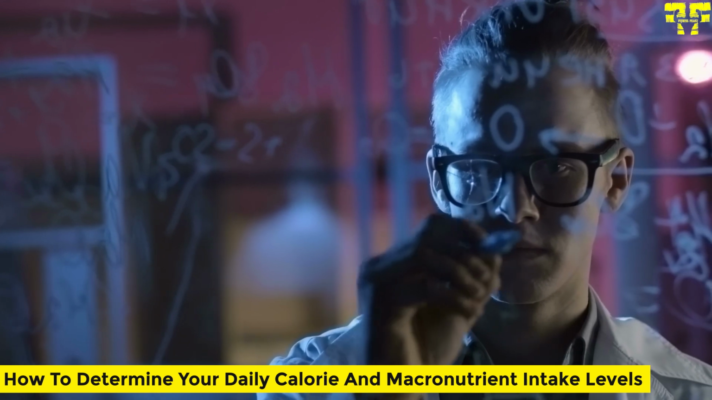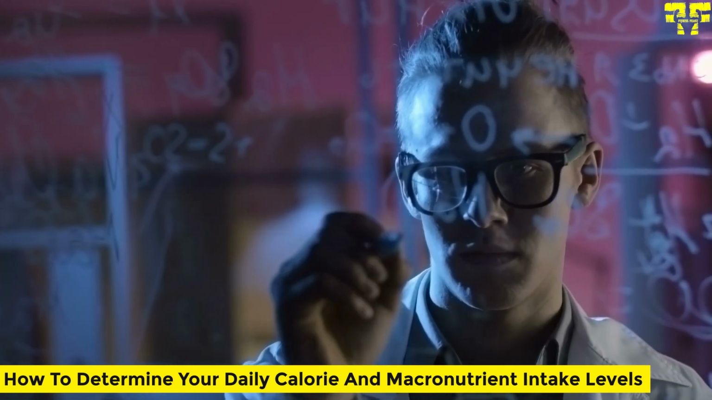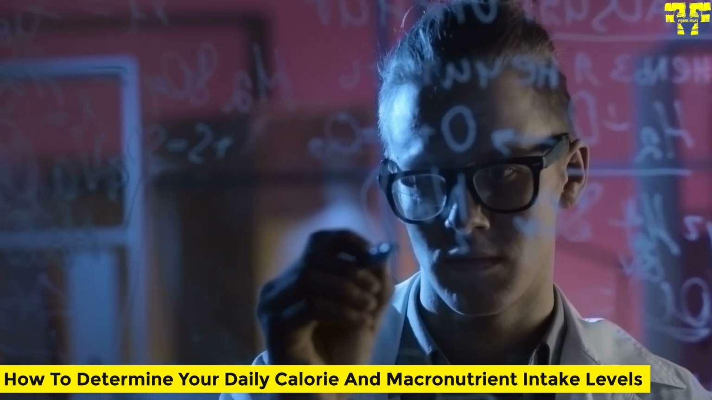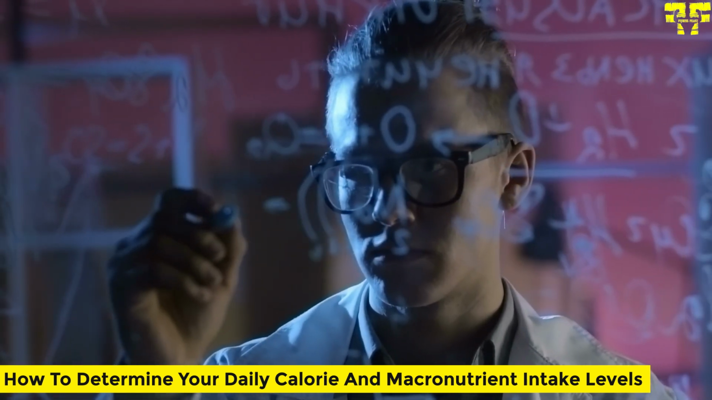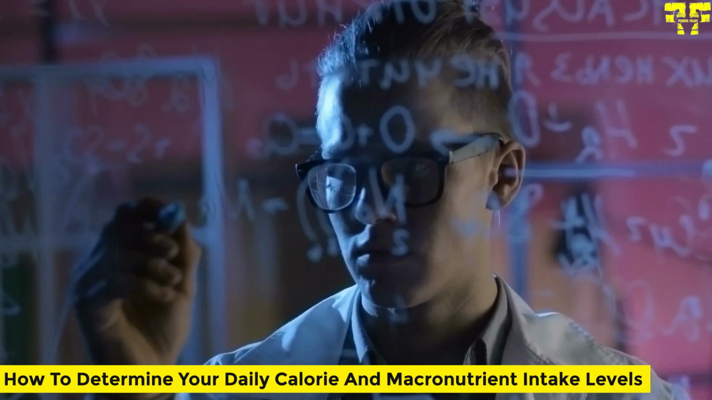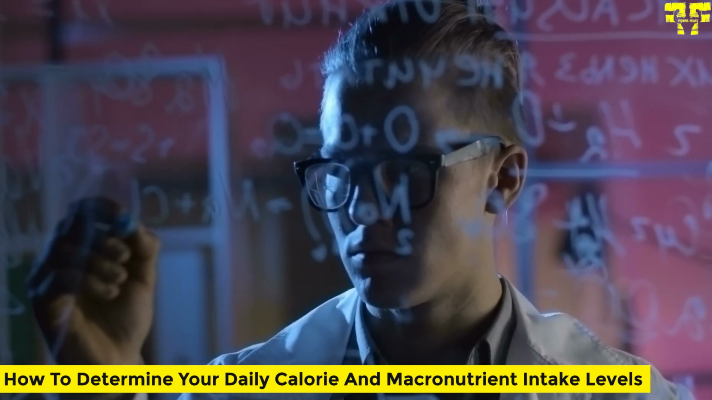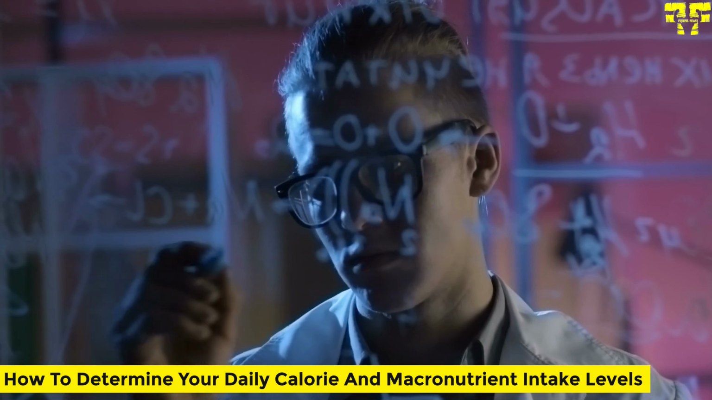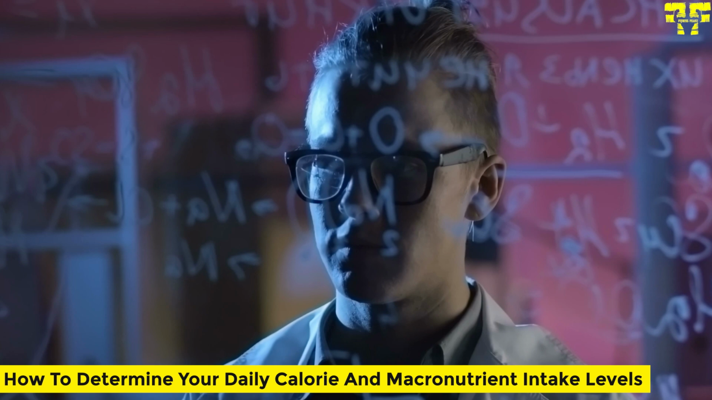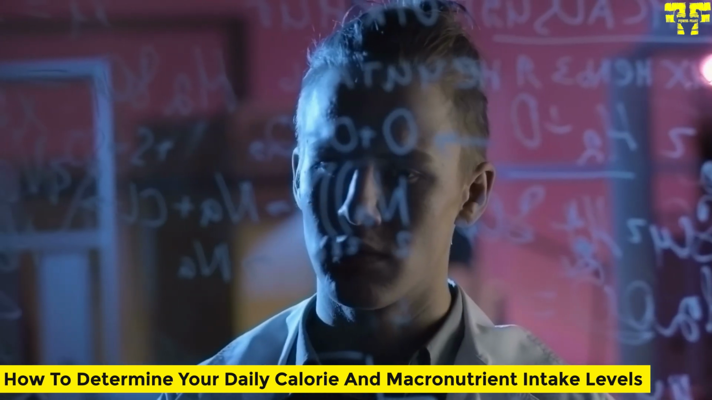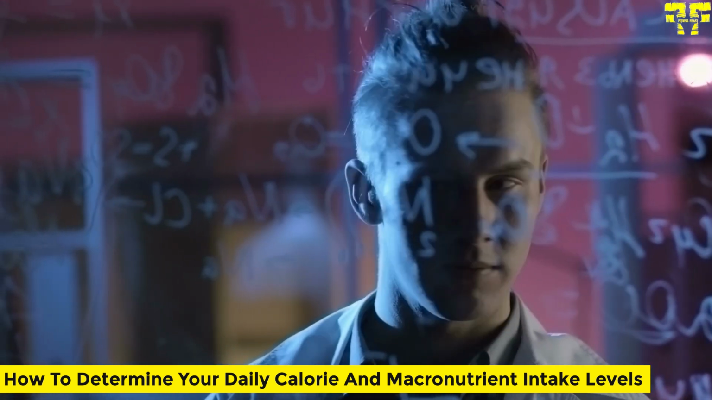In addition to the Katch-McArdle and Cunningham formulas, there are two other popular methods for estimating your BMR, the Mifflin-St Jeor BMR equation and the original Harris-Benedict BMR equation. Now that you've estimated your BMR, it's time to calculate your total daily energy expenditure, or TDEE. To do this, you'll multiply your BMR by one of the following activity factors based on how active you are throughout the day.